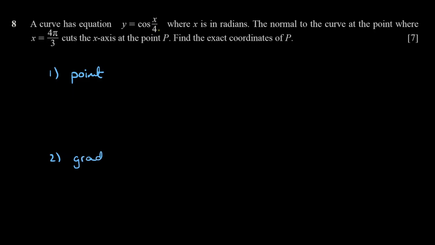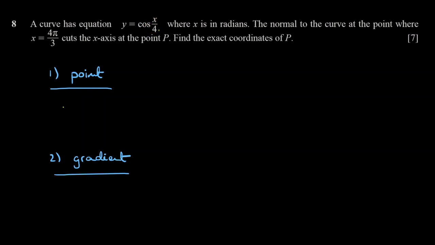If we know these two things, then we are able to find the equation of any straight line. So let's start. How do we get our coordinate point? Well, we already know the x coordinate. So how do we find the y coordinate? Well, we substitute the x coordinate into our equation here.